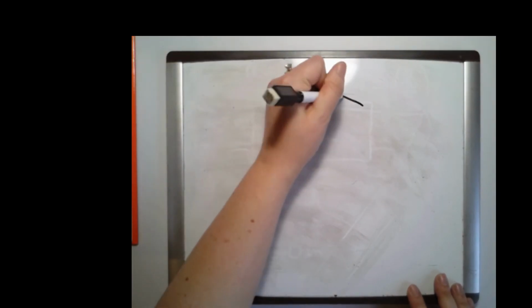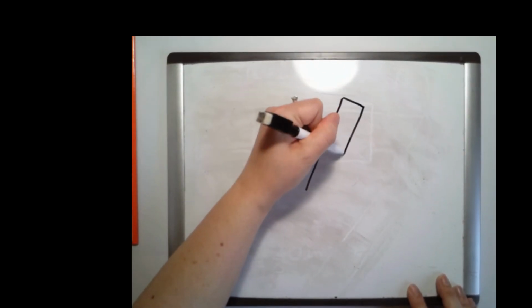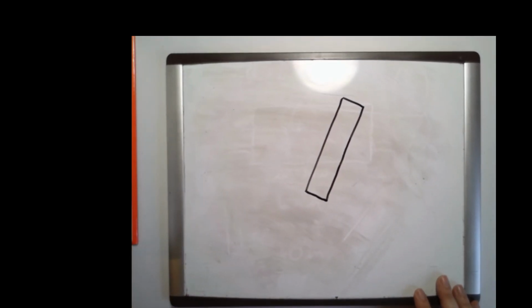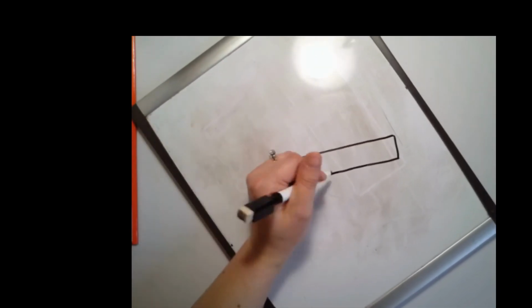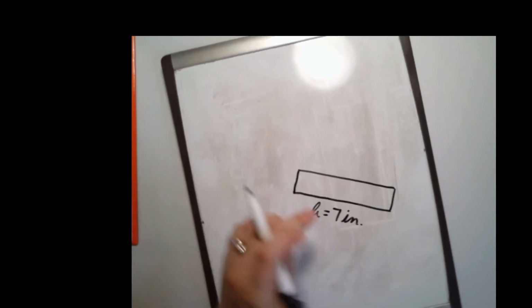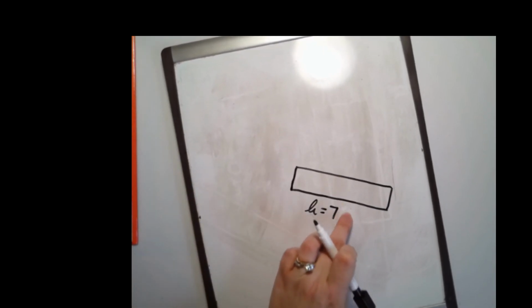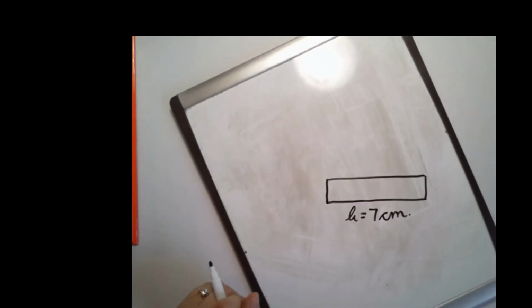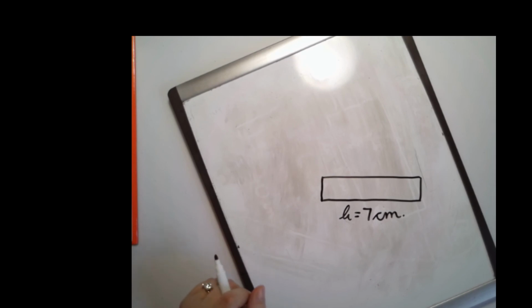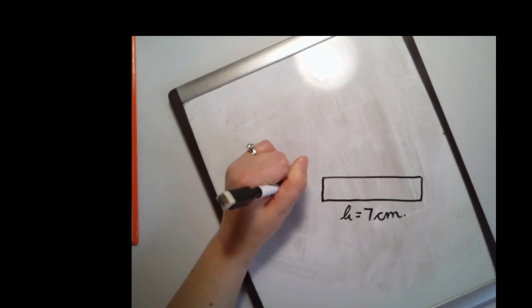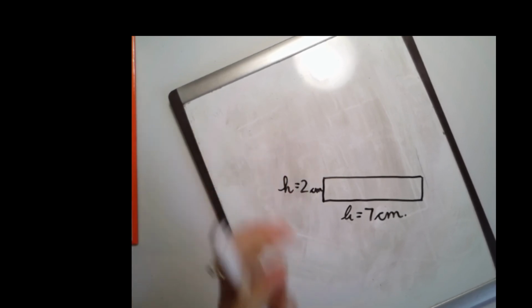So let's say we have a long, skinny, slanted rectangle, tilted. The same thing applies. My base equals, let's say, 7 inches. And actually, you know what? Instead of inches this time, let's use centimeters. And the height of my rectangle is 2. So height equals 2 centimeters.